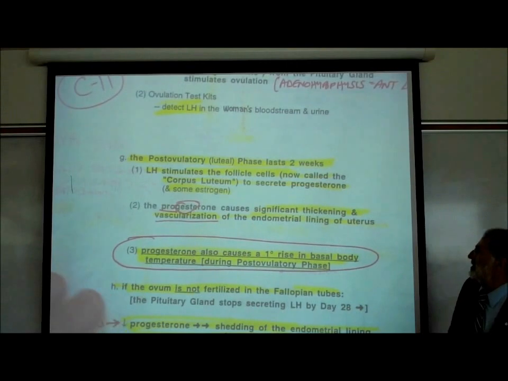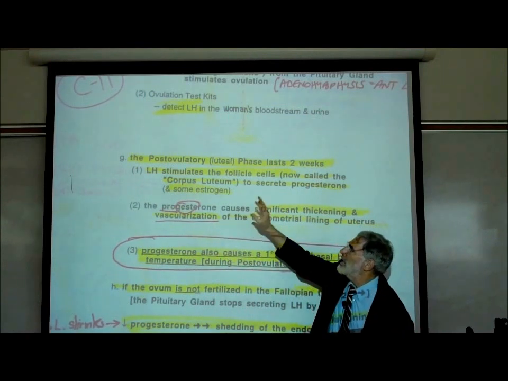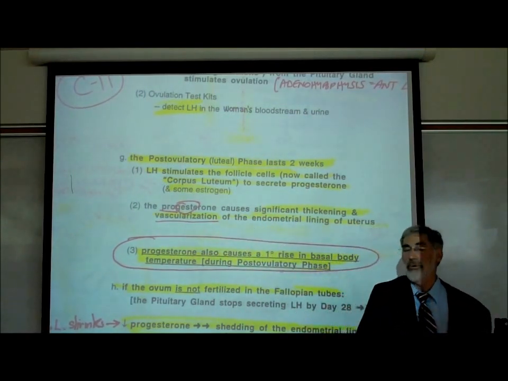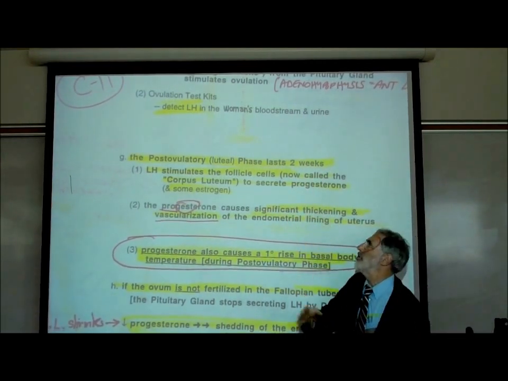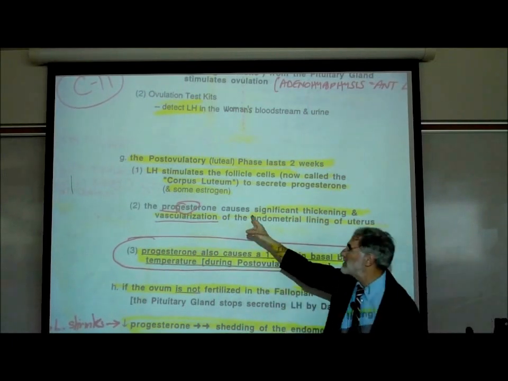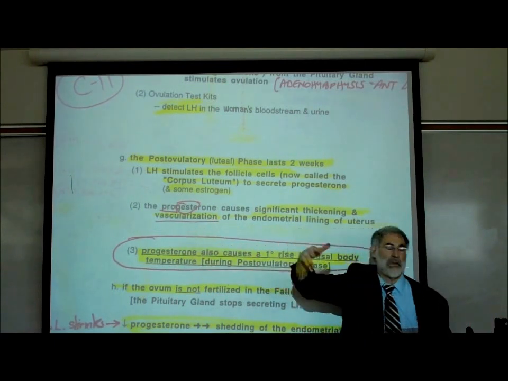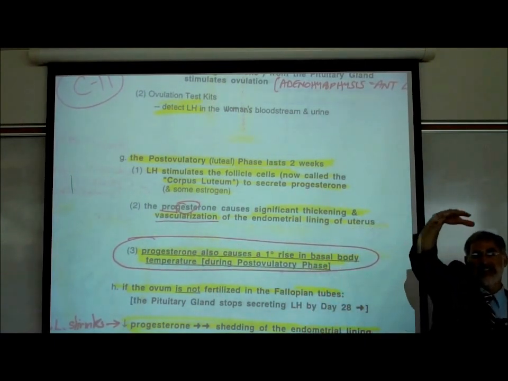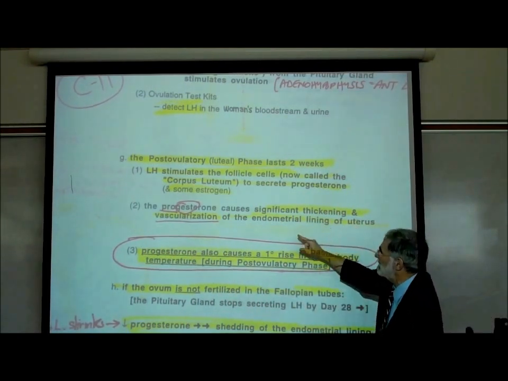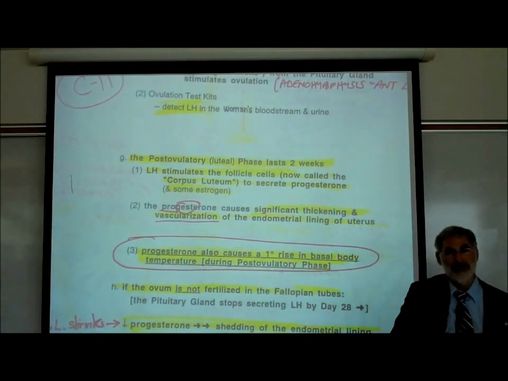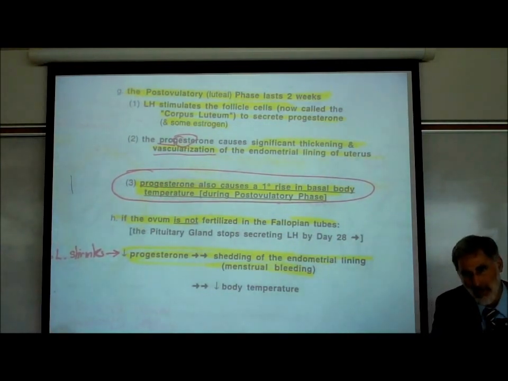Now, the post-ovulatory phase, after the egg pops out. LH caused the egg to pop out. LH continues to be secreted for a couple weeks, and it stimulates the follicle cells in what is now called the corpus luteum to secrete progesterone and some estrogen. Progesterone, to prepare for gestation, prepare for pregnancy, is what really causes significant thickening of the endometrial lining and the growth of blood vessels. That's called vascularization. Also, it is the progesterone that raises a woman's body temperature by about 1 degree.